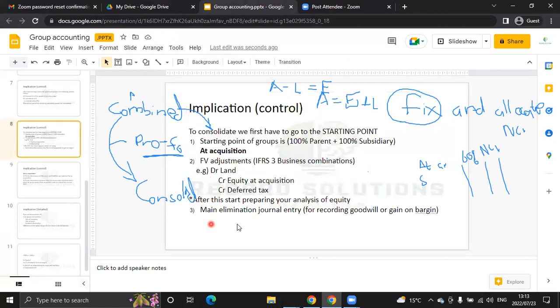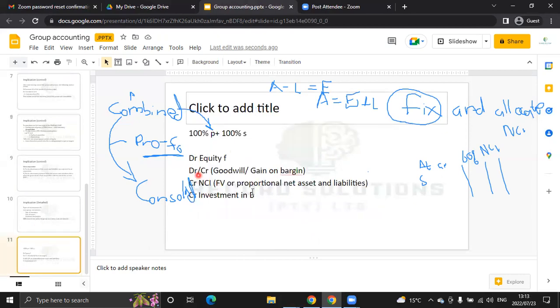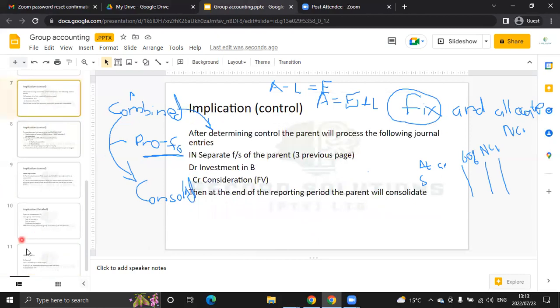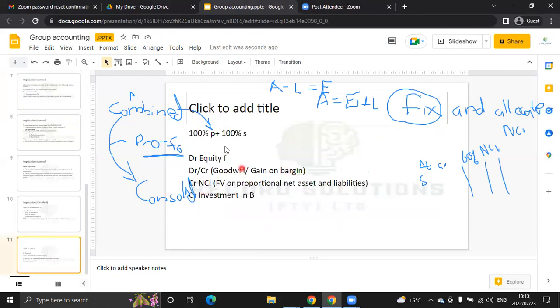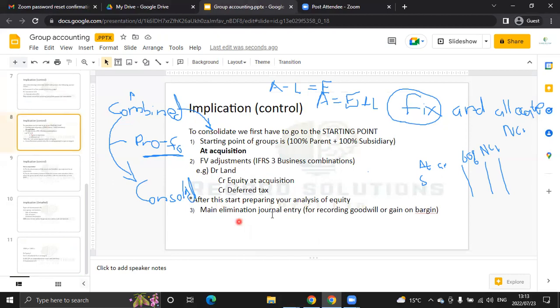Let's go back here. So that's the main elimination journal entry, right? Do you see, for recording goodwill or gain on bargain purchase? And the reason they call it the main elimination journal is that it's eliminating the investment value, it's eliminating the equity that we recorded and eliminating this investment, right? And where is it taking it? It's taking it to NCI and creating this goodwill. So that's the main elimination journal entry. And after you are done with it, you are done with the acquisition journal entries. So the acquisition part, do you see that you are even done with it?